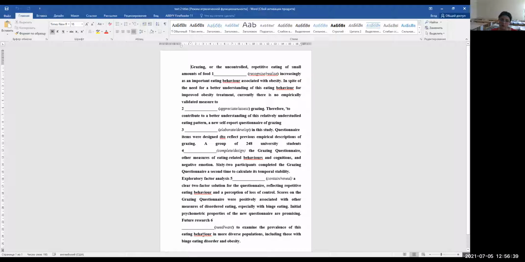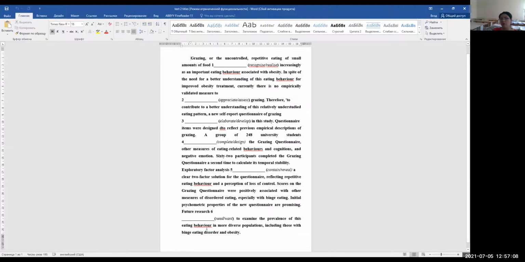Scores on the grazing questionnaire were positively associated with other measures of disordered eating, especially with binge eating. Initial psychometric properties of the new questionnaire are promising. Future research needs to examine the prevalence of this eating behavior in more diverse populations, including those with binge eating disorder and obesity.